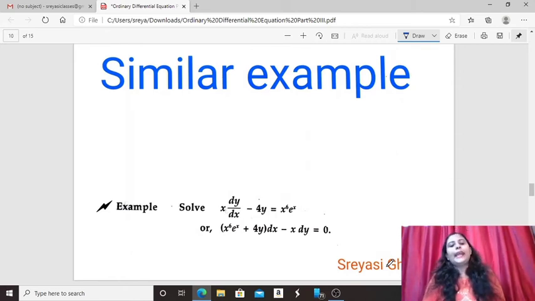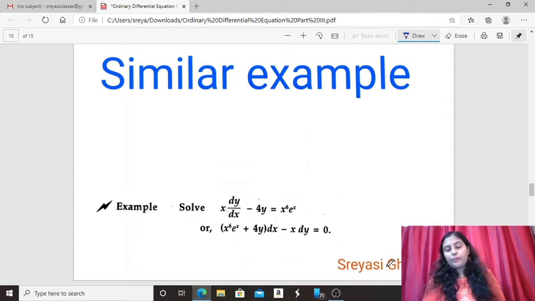It is x dy dx minus 4y is equal to x to the power 6 e^x, or it can be simplified in the following form. It can be given in a similar manner, that (x to the power 6 e^x plus 4y) dx, this is the m, and minus x dy, that's the n, equal to 0. Again, we can see that del m del y is not equal to del n del x. Therefore, it is not exact.